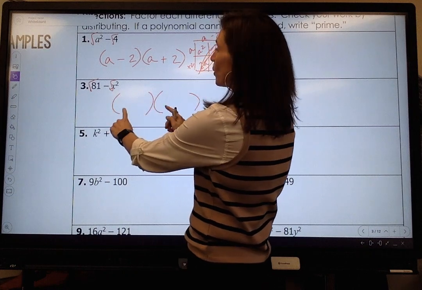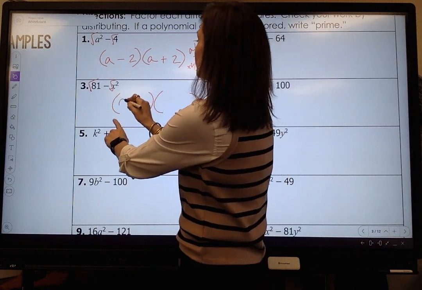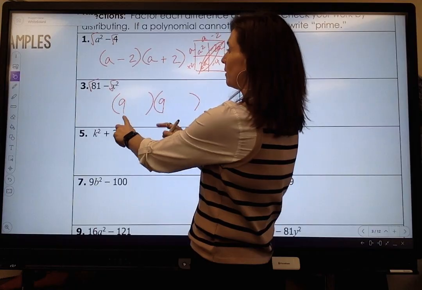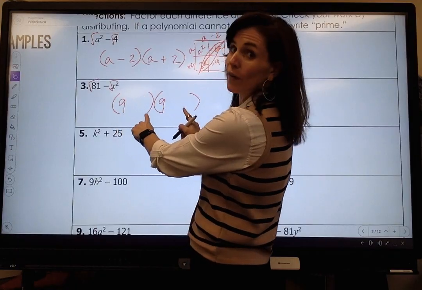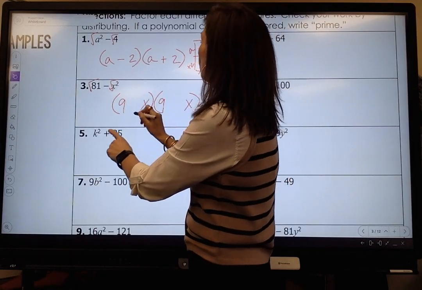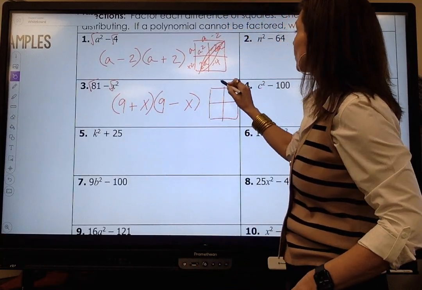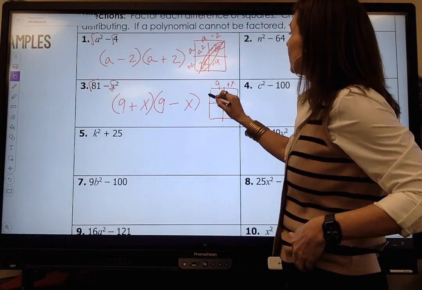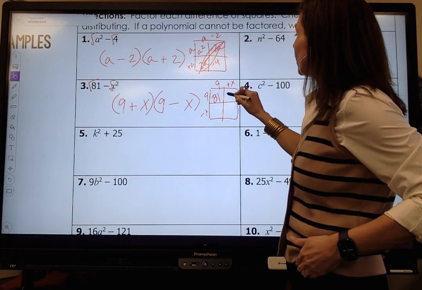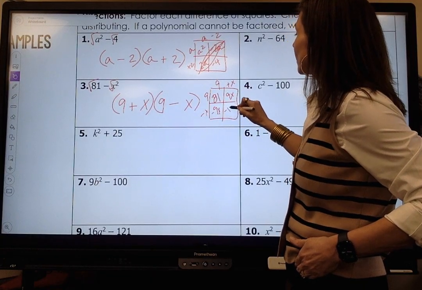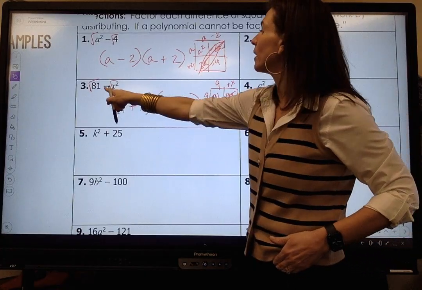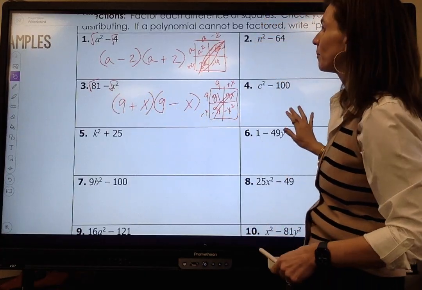The first term in each of these is 9. The square root of 81 is 9 and 9. The second piece, the square root of x squared, is x and x. One is positive, one is negative. And then when you check it, 9 plus x times 9 minus x, I get 81, 9x, negative 9x, negative x squared. Those guys cancel out, 81 minus x squared, so that is correct.